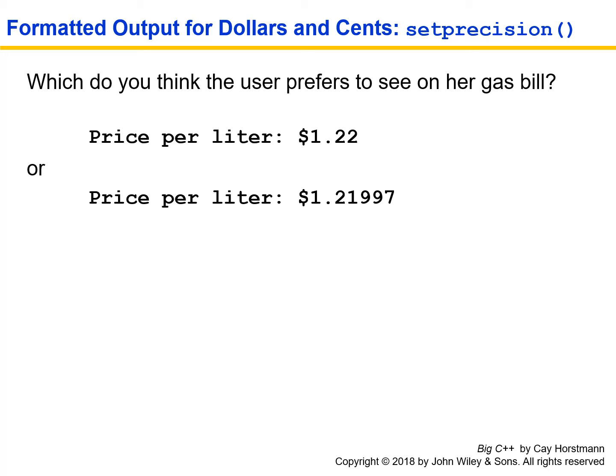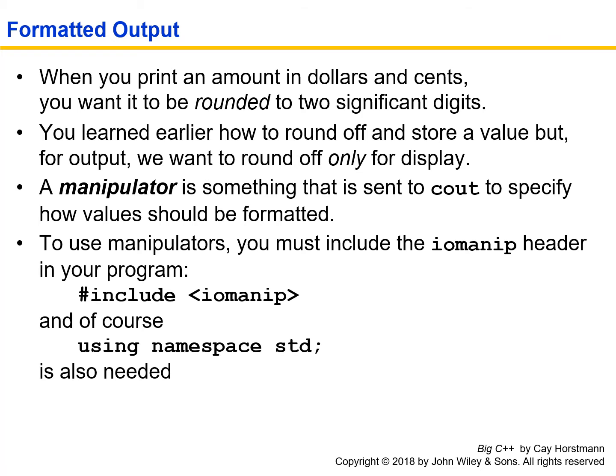What about output? Which do you think the user prefers to see on their gas bill? $1.22 or $1.21997? The answer is probably the first one, because that looks more like what we expect dollars and cents to look like. So how do you override, since C++ defaults to giving you 6 significant digits, how do you override that? The answer is that we use output manipulators.